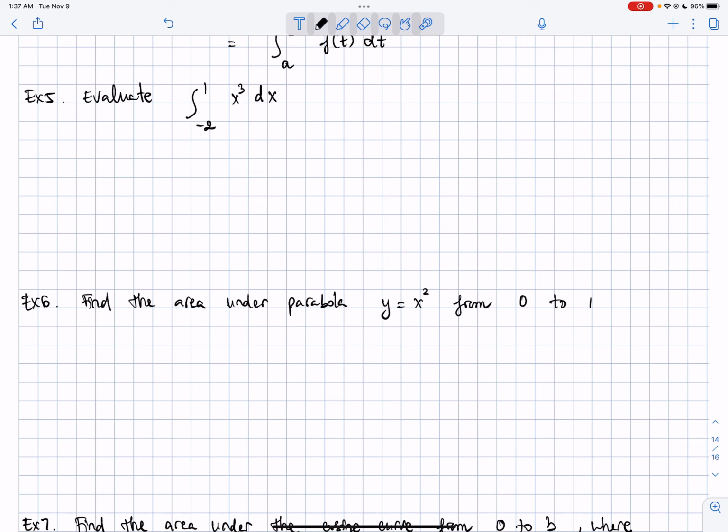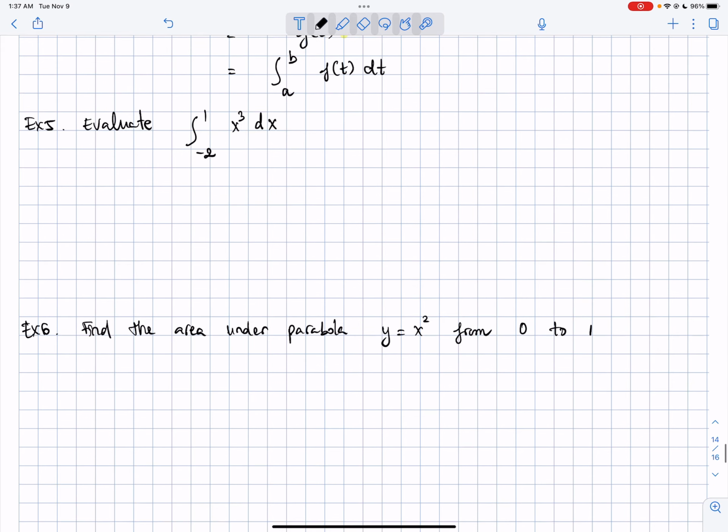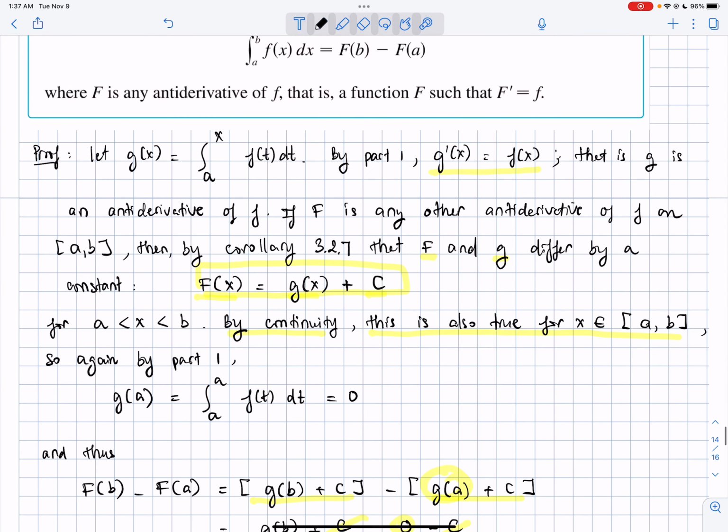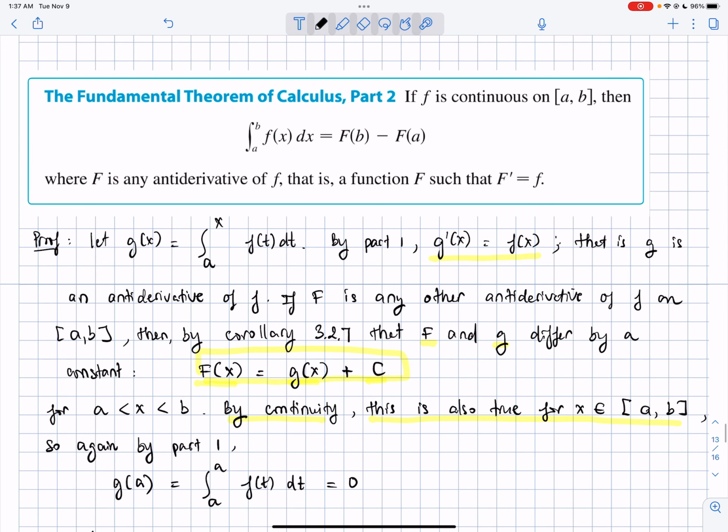Example number 5, we want to evaluate the integral from -2 to 1 of x cubed dx. So let's go back to the fundamental theorem of calculus part 2. First of all, let's look at the function f of x, which is the one inside the integral. We need to make sure this is continuous on the interval from a to b, and then we use the fundamental theorem of calculus part 2.